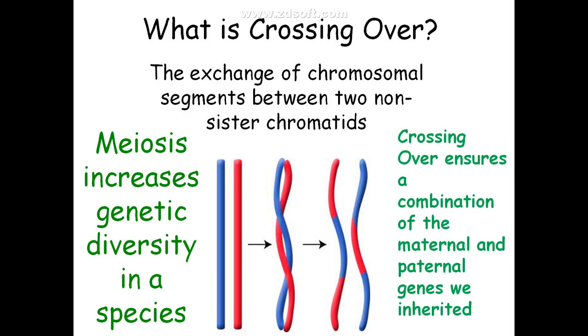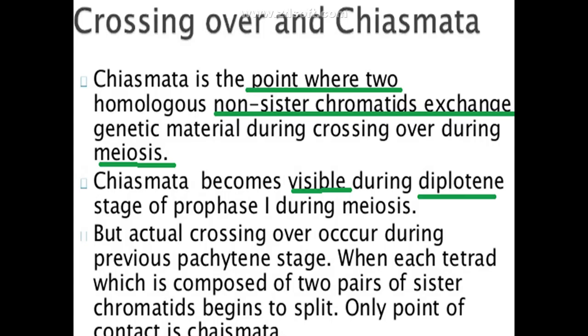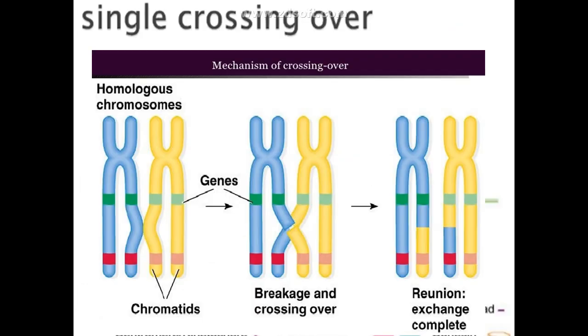That is called recombination. So you will look at this, what you have is linkage and crossing over. What usually happens is, chiasmata is the point where two homologous non-sister chromatids exchange. I'll draw the picture and show you all.